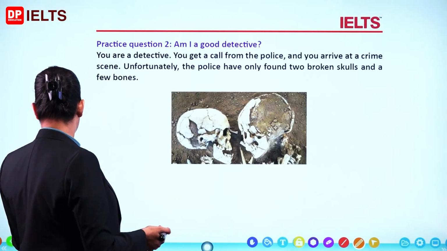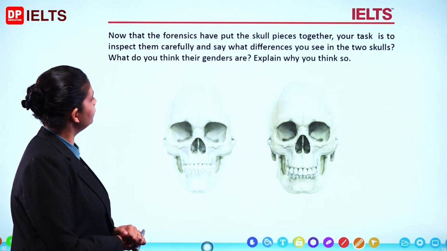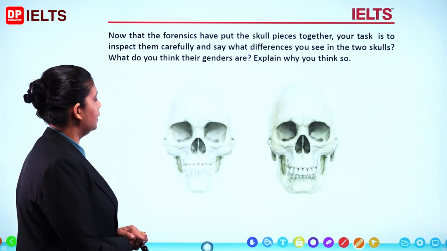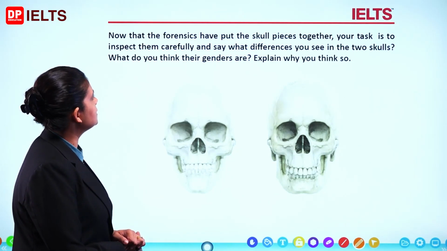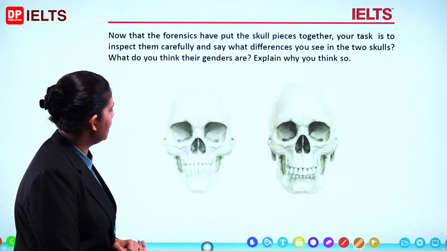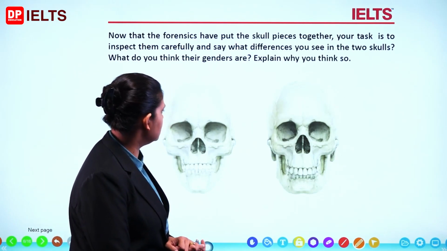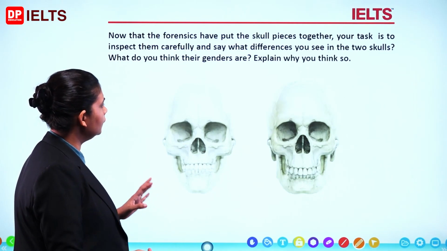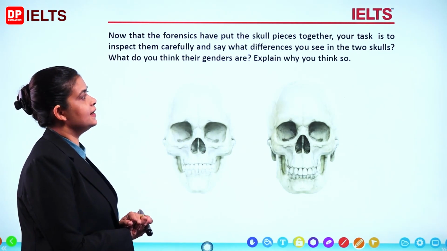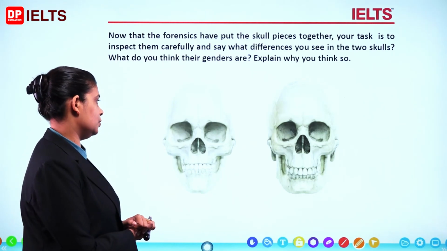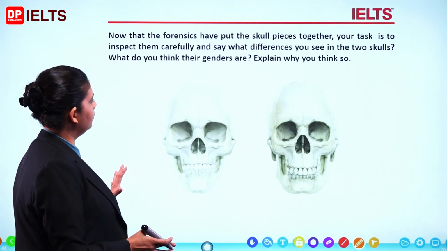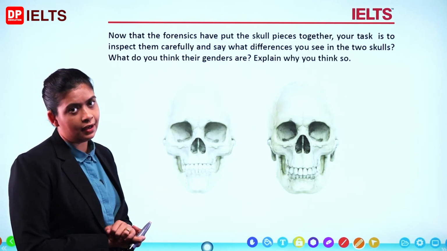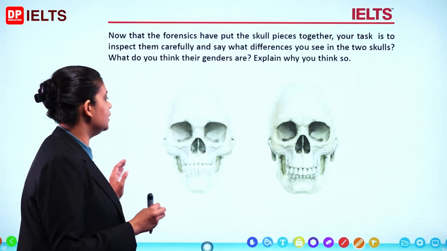So, let's see. Now that the forensics have put the skull pieces together, right, your task is to inspect them carefully and say what differences can you see in the 2 skulls. What do you think their genders are? Explain why you think so, right? So when you put this together there are some differences, right? So look at those and determine which gender they are.